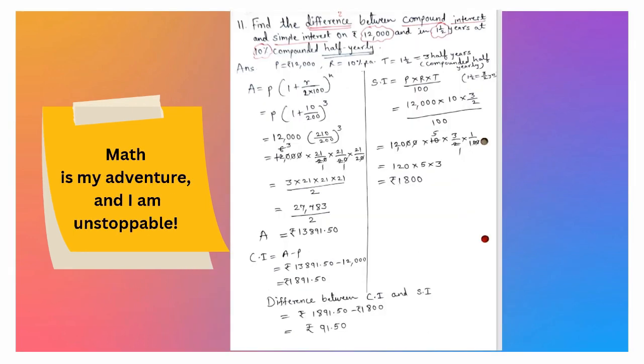The 11th sum is a similar kind of sum, children, so I am not going to explain this sum. You go through this, you will understand it.